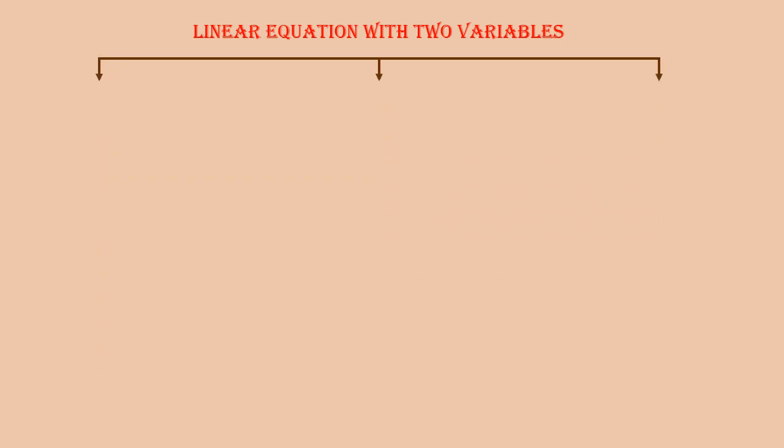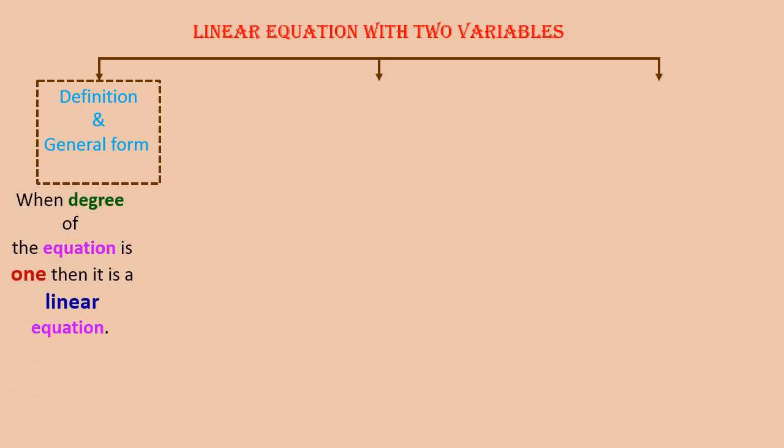It has three major parts. One is the definition and the general form. When the degree of the equation is 1, then it is called a linear equation. After that we have one variable and two variables. In 10th standard we are dealing with two variables. The standard form is given to us as ax plus by plus c equals 0.